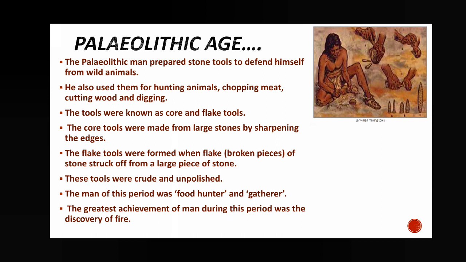Not only protection, but also these activities were done with stone tools. The tools were known as core and flake tools. There were two types of stone tools present in the Paleolithic Age: core and flake. So what is the difference? Let us see. The core tools were made from large stones.